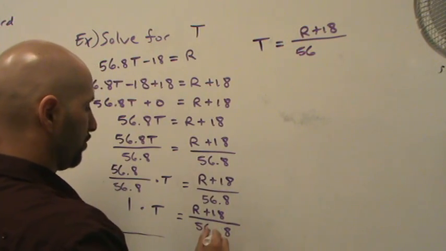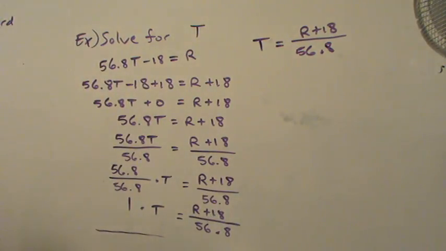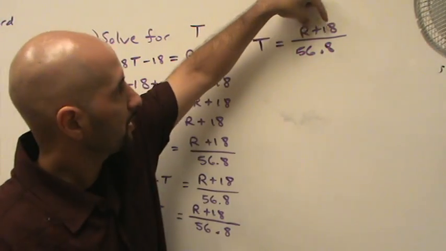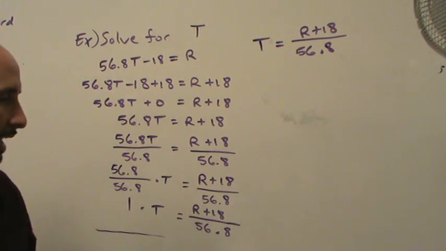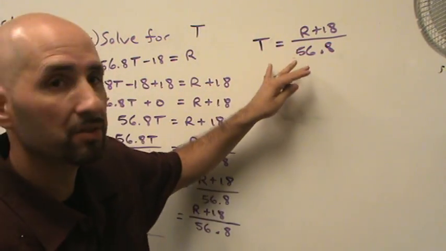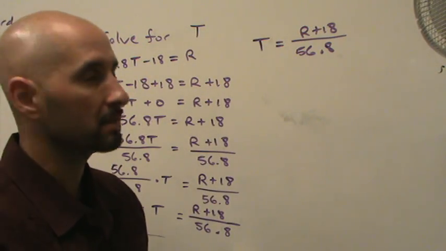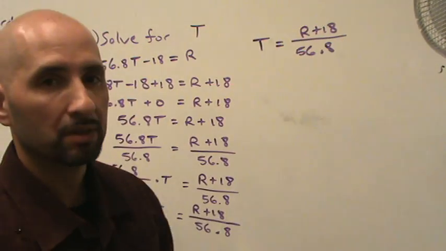So we get t equals this expression. That should be 56.8, sorry. So t equals r plus 18 divided by 56.8. So we'll call that done. That is one answer. This equation has been solved for t. So t is all by itself. So t equals that expression.